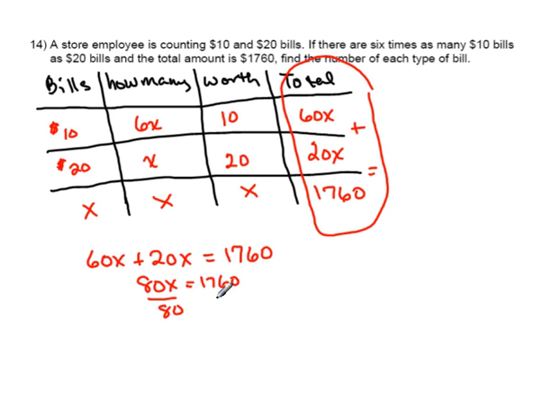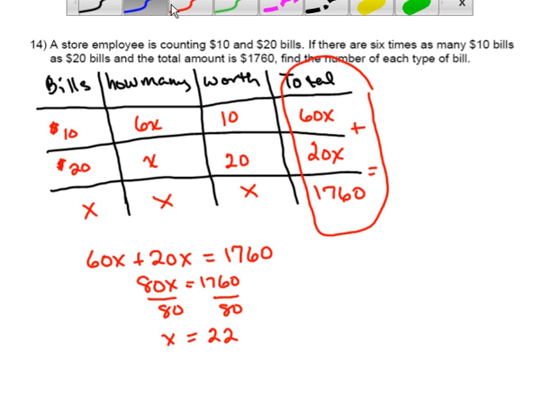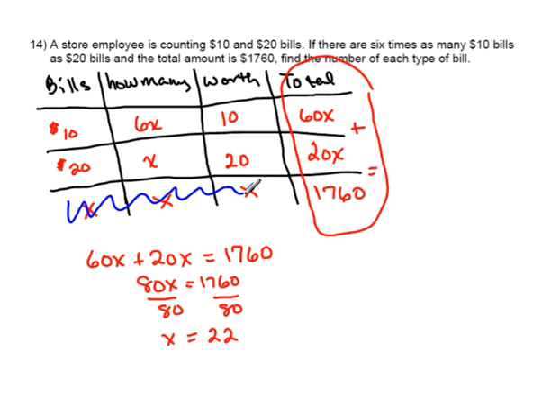Divide. And x is going to be 22. Remember to go back and answer the question. The question said find the number of each type of bill. Well, x stood for, we should not really use x there, we just cross out there. x stands for how many $20 bills we have.